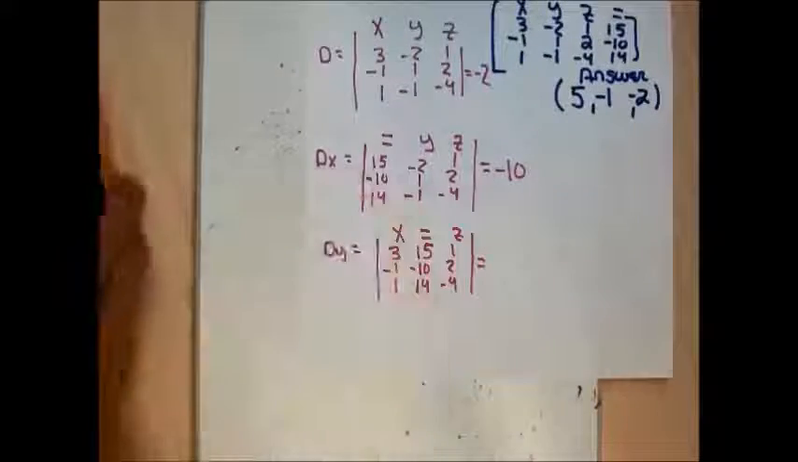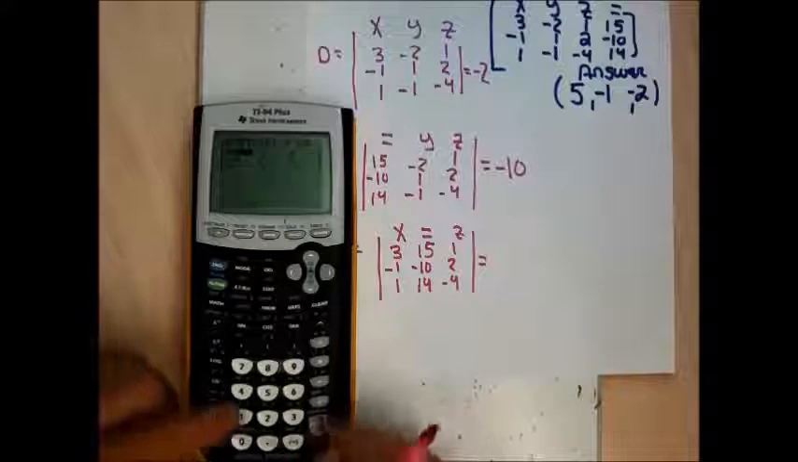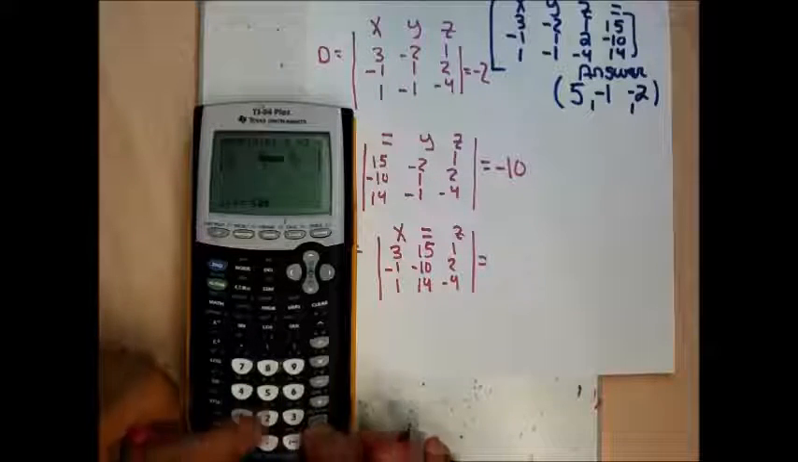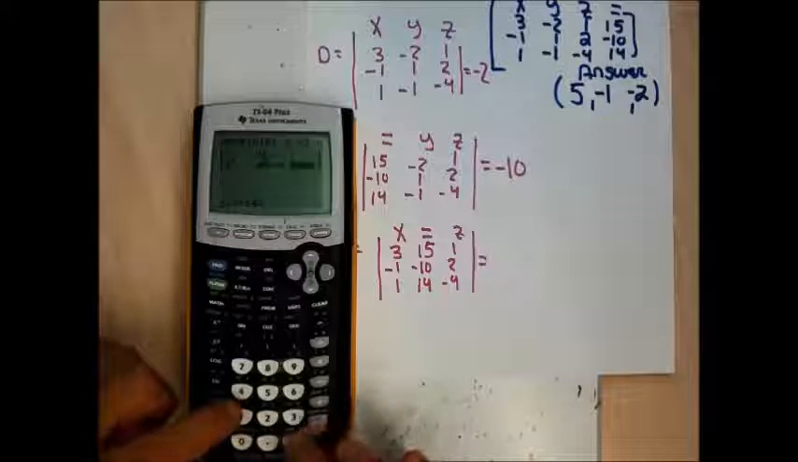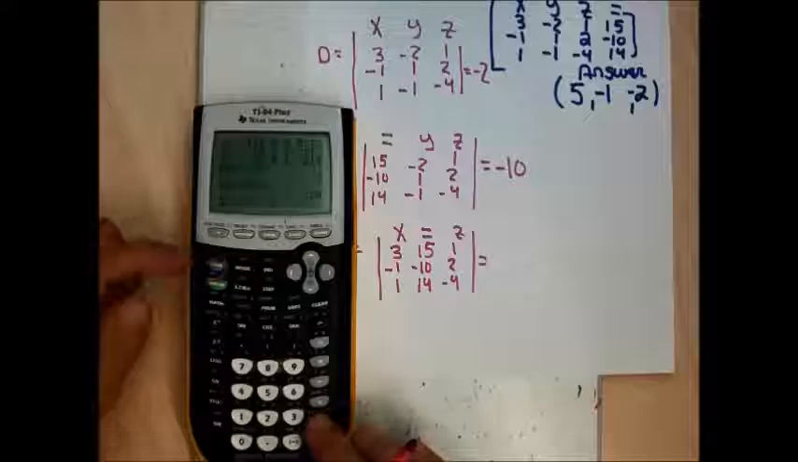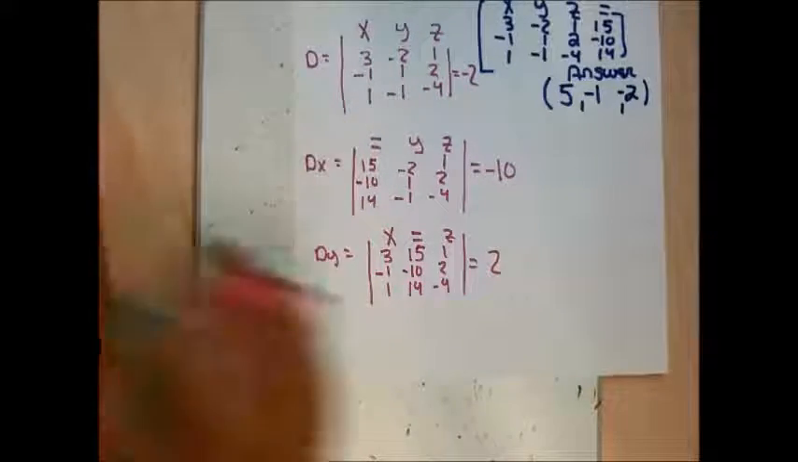Enter this as a 3 by 3 matrix. This is very tedious. 3, 15, 1, negative 1, negative 10, 2, 1, 14, negative 4. Second quit, second enter, enter. I get 2 for D sub y.